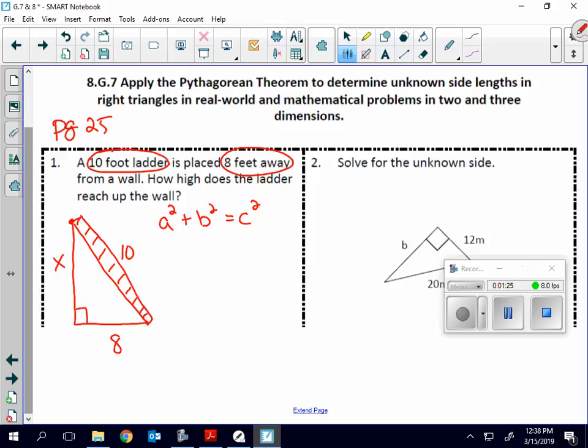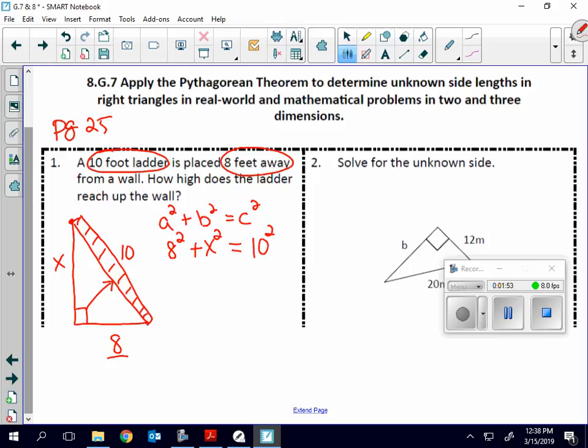Figure out which side you're missing. Are we missing C or not? Well, the C is the longest side, and it's across from the right angle. So no, we're not missing C. We're missing either A or B. Okay, I'm going to call the one that we know A. So we're going to plug in 8 for A. B we don't know. We're going to call that the x squared, don't forget, equals C squared.